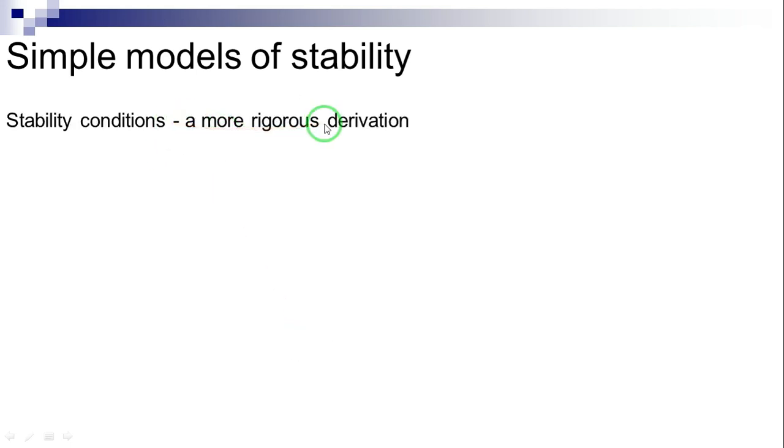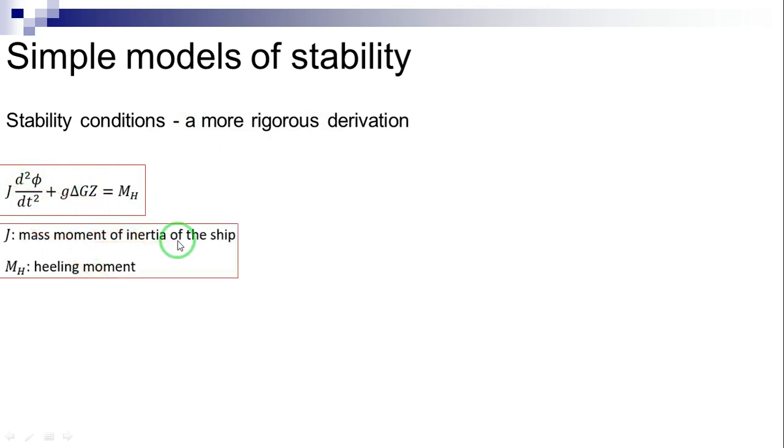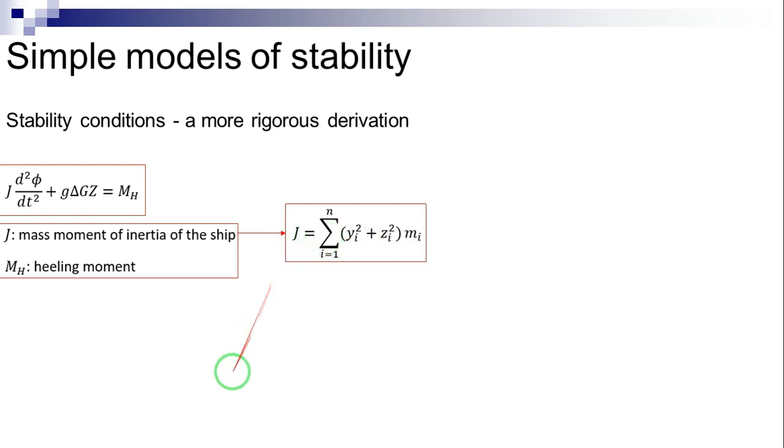We describe the dynamics of heeling by Newton's equation for rotational motion, where J is the mass moment of inertia of the ship and Mh a heeling moment. The mass moment of inertia is calculated as the sum of the products of masses by the square of their distance from the axis of roll, where yi is the transverse and zi is the height coordinate of the mass mi. Note that here we neglect damping and added mass. We also neglect the coupling of heeling with other ship motions.